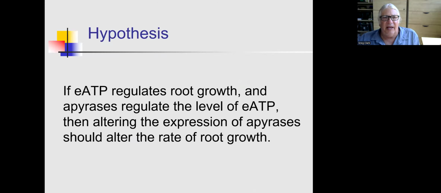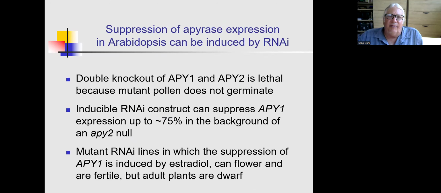So we had a hypothesis that if eATP regulates root growth and apyrases regulate the level of eATP, then altering the expression of apyrases should alter the rate of root growth. The double knockout of APY1 and APY2 is lethal because mutant pollen does not germinate. To get around this issue, we made transgenic plants expressing an inducible RNA interference construct that can suppress APY1 expression up to 75% in the background of the APY2 knockout. In these mutant RNAi lines that are induced by treatment with estradiol, the plants can flower and are fertile, but the adult plants are dwarfs, as you'll see in this next image.